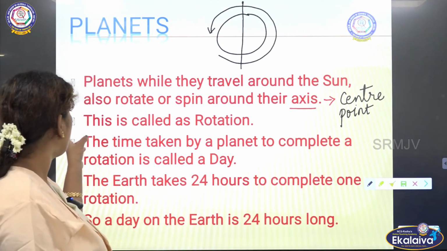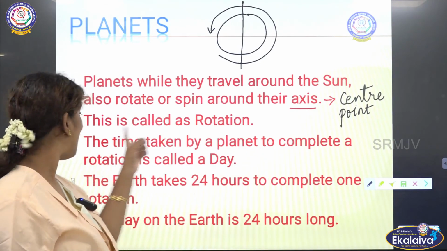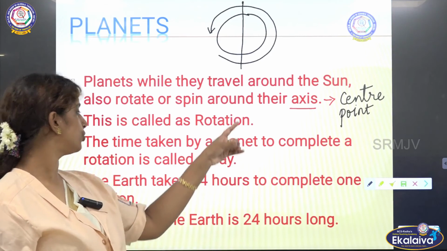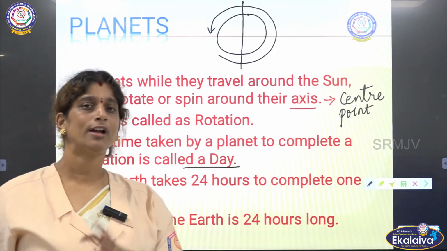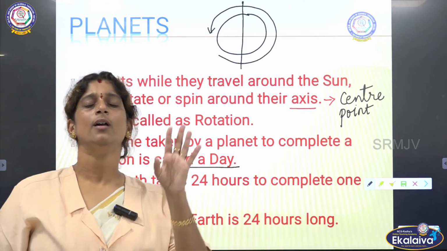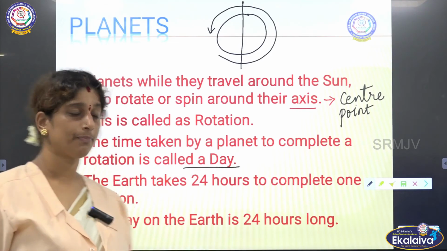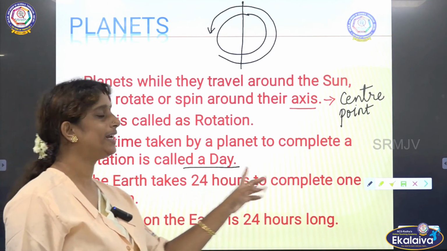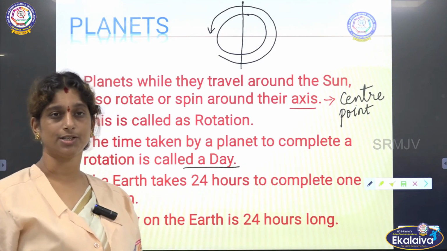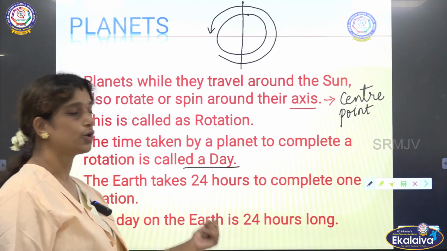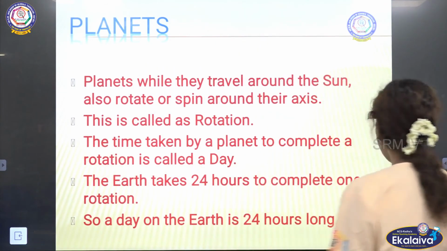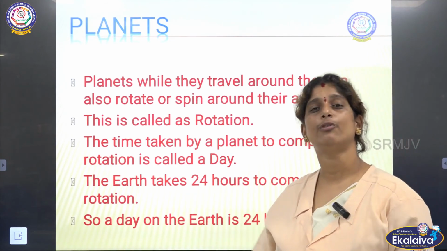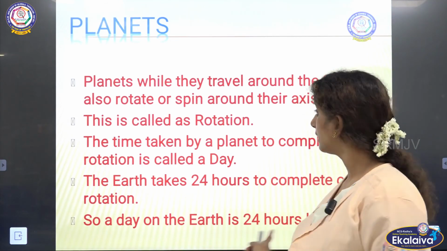This is called rotation, and the time taken by a planet to complete a rotation is called a day. So how long does it take to complete one rotation? We call that a day. The Earth takes 24 hours to complete one rotation, and 1 day is 24 hours on the Earth. That is why 1 day has 24 hours on Earth. Clear?